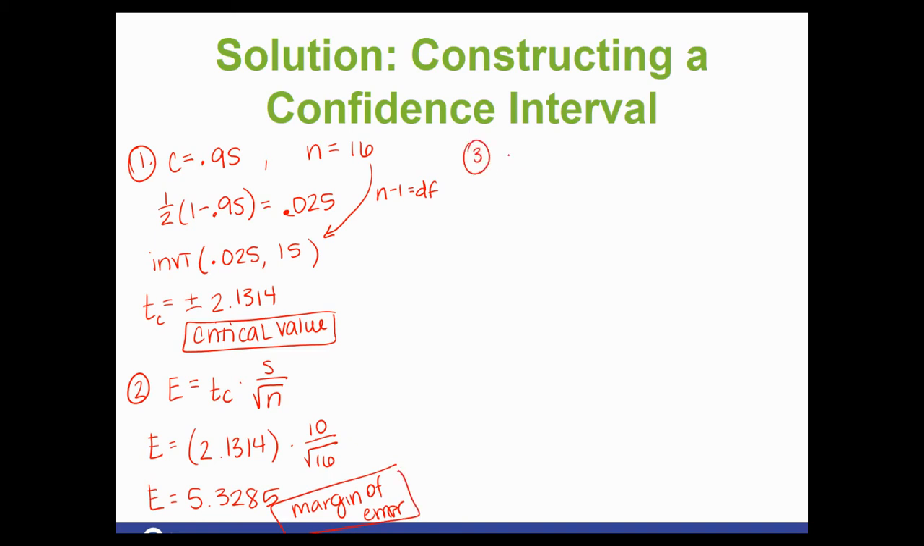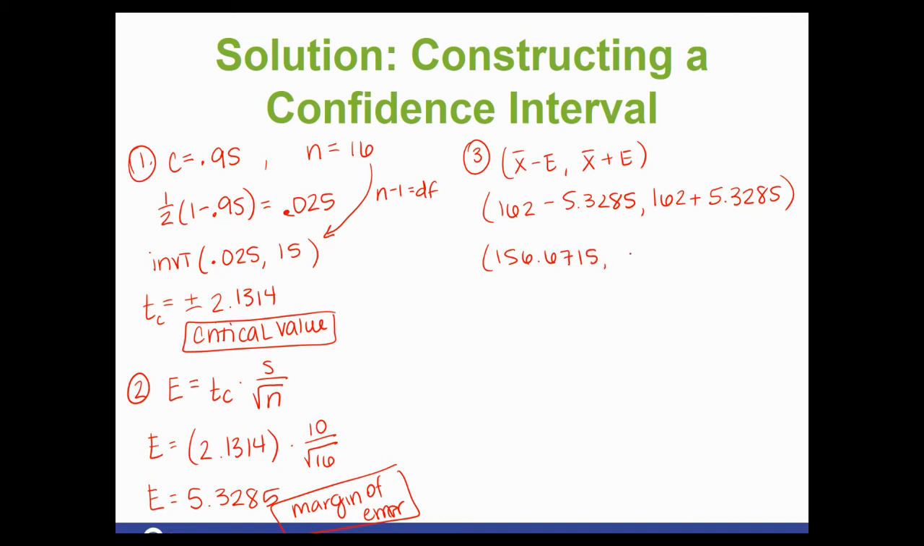And your last step for your confidence interval is finding those endpoints. So taking our sample mean, 162, minus our margin of error, and then repeat the same thing with an addition in there, adding the two numbers together. So this would be your final answer, your confidence interval.